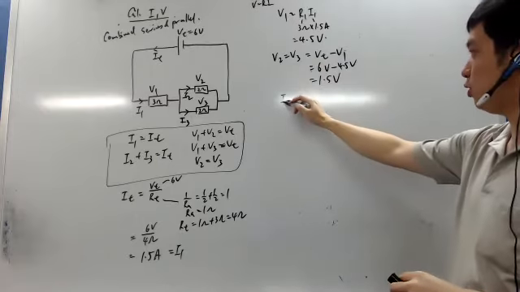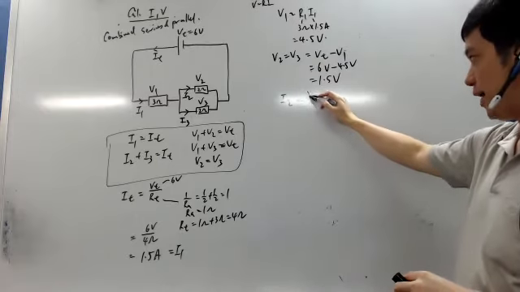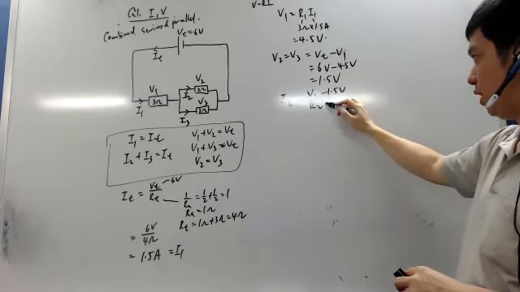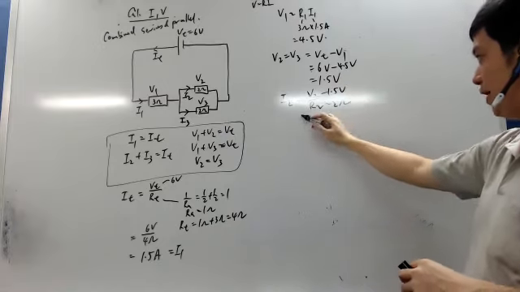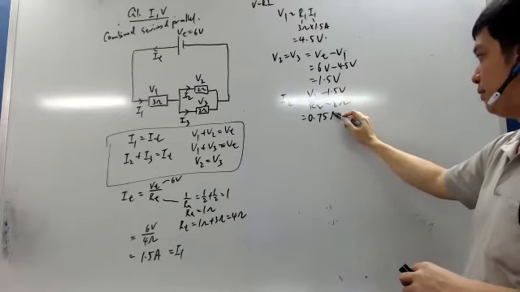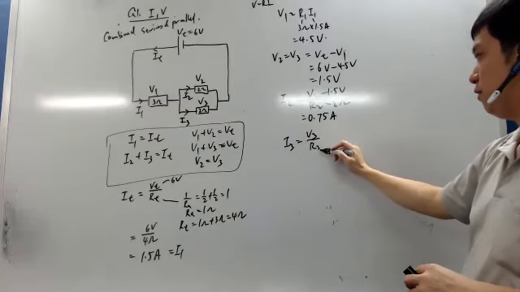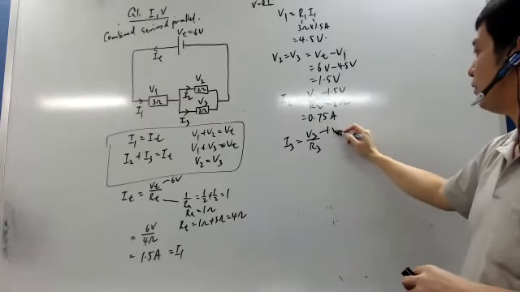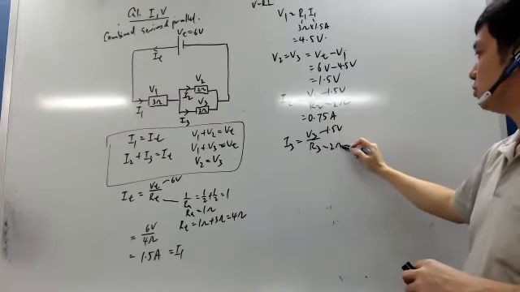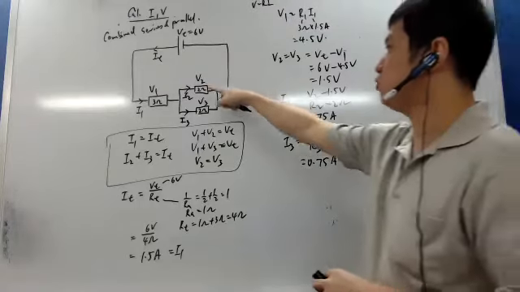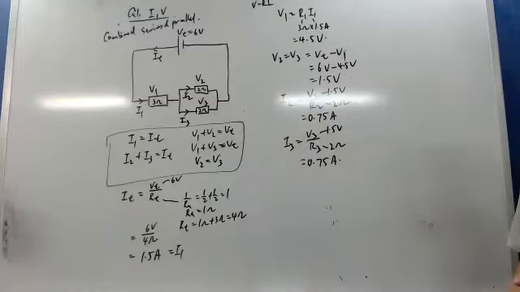Okay, then what is your I2? I equal to V over R. So I2 equal to V2 over R2. V2, 1.5. R2, 2. So divide, 0.75 ampere. I3 equal to V3 over R3. V3, 1.5. R3, 2. So divide, also 0.75. But not necessarily always 0.75, because if these two values are different, it will not be the same.